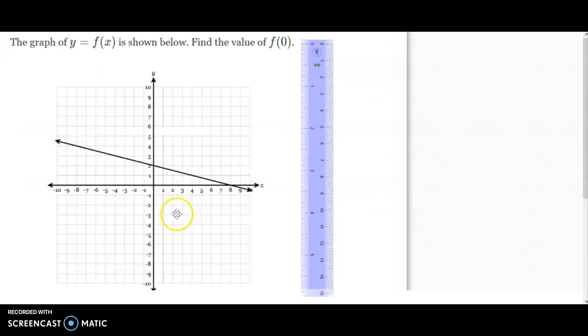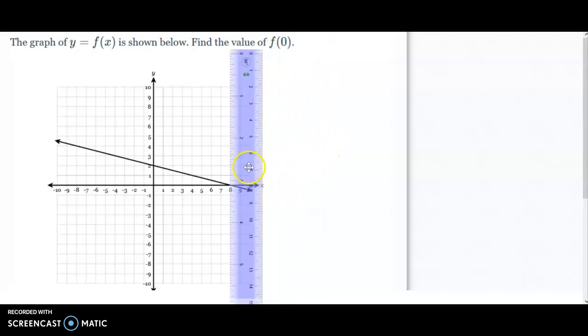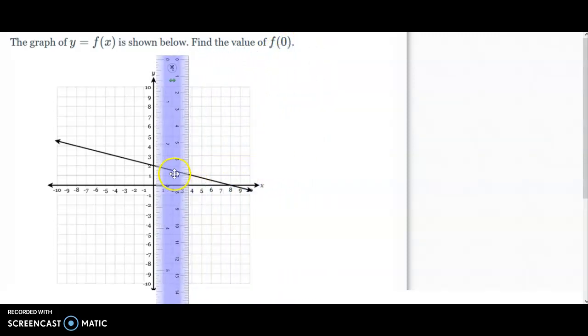Alright, so here's a graph. And on this one, it's f of 0, right? So f of 0 means we're going to move down the x-axis until we get to 0. And you see the graph. You want to see what point or what number on the y-axis that is. And in this case, it's 2. See that? So we move all the way down to the 0 on the x-axis, and then the answer here is 2.